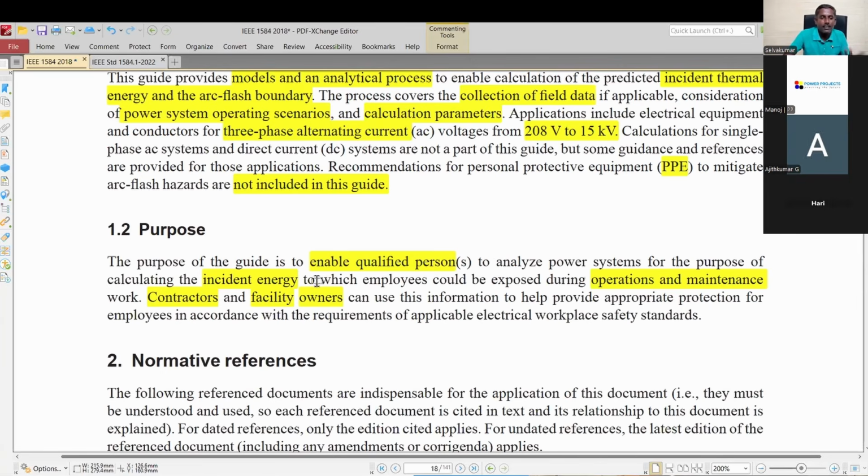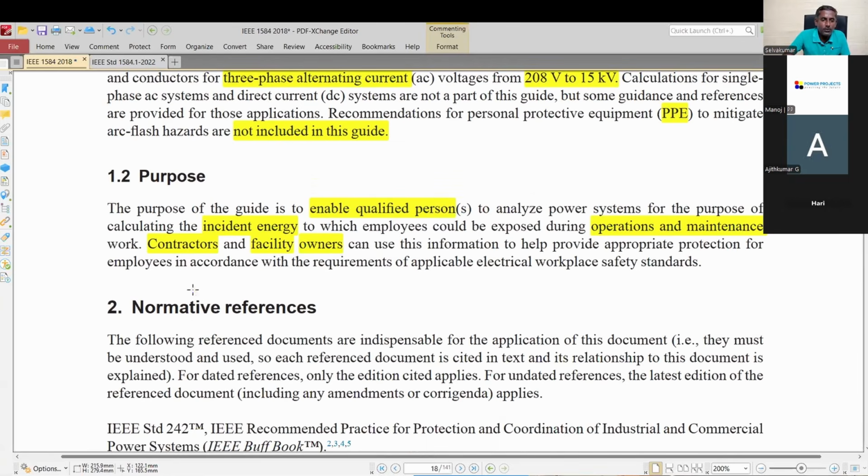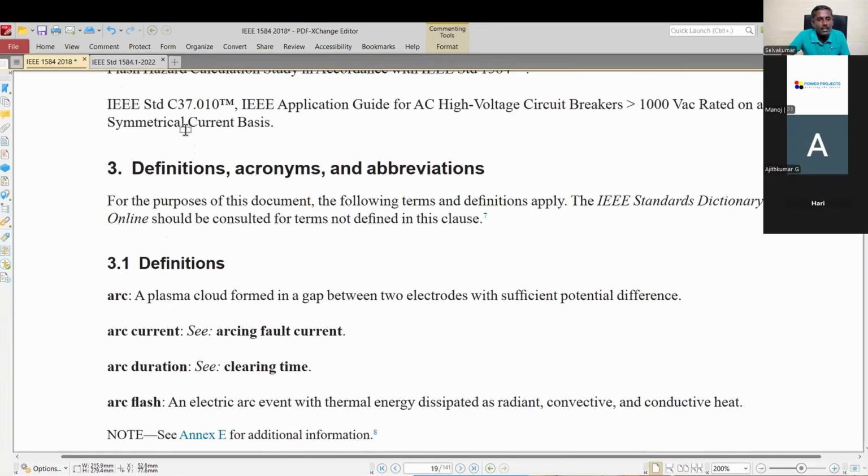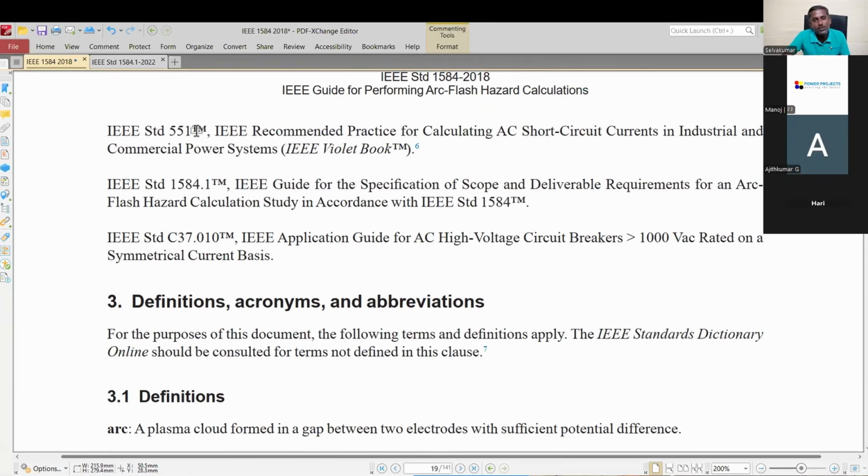So, IEEE 242 is for relay coordination, and 551 is for short circuit. For that matter, you can refer to IEC 60909 as well. IEEE 1584.1, now a 2022 document, and C37, which is for AC high voltage circuit breakers. These are all cross references.